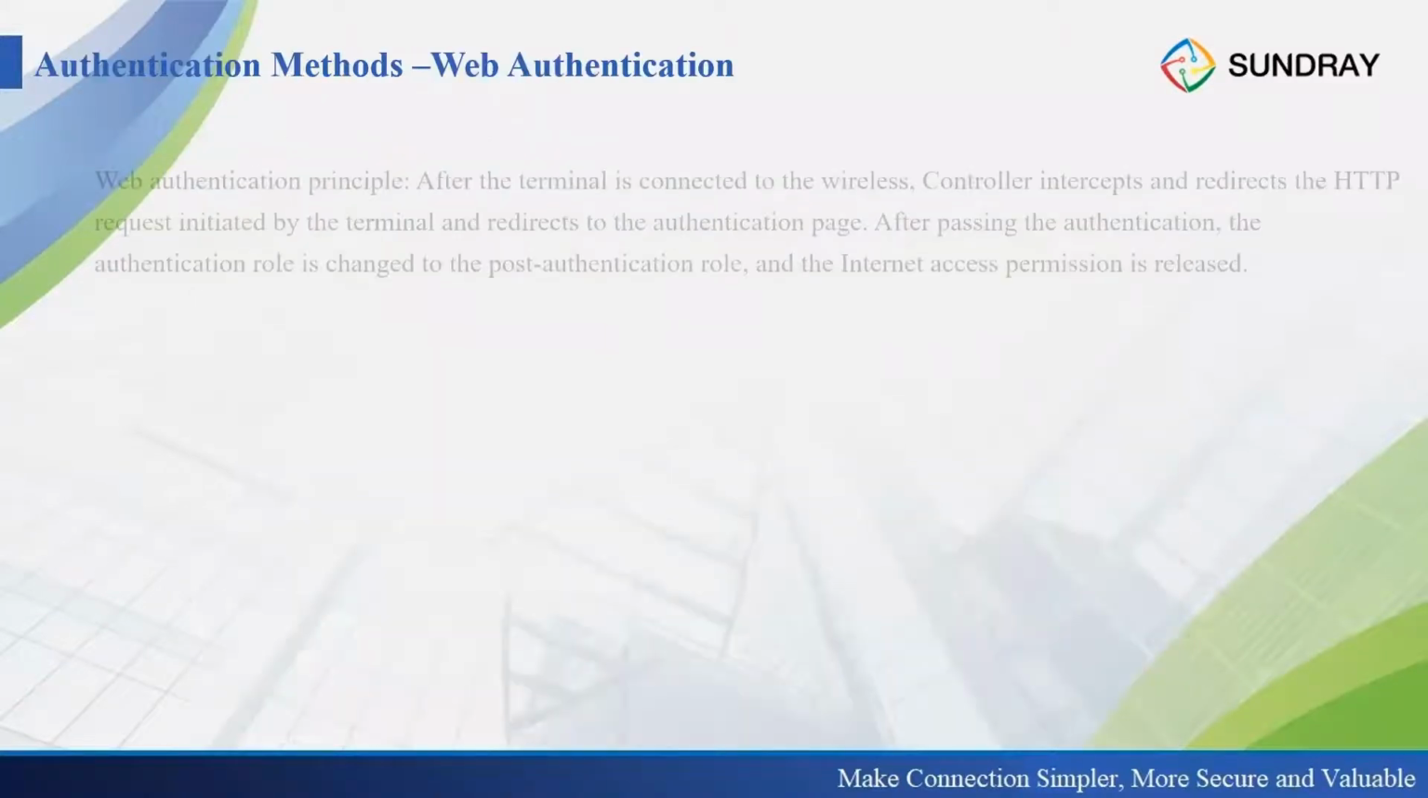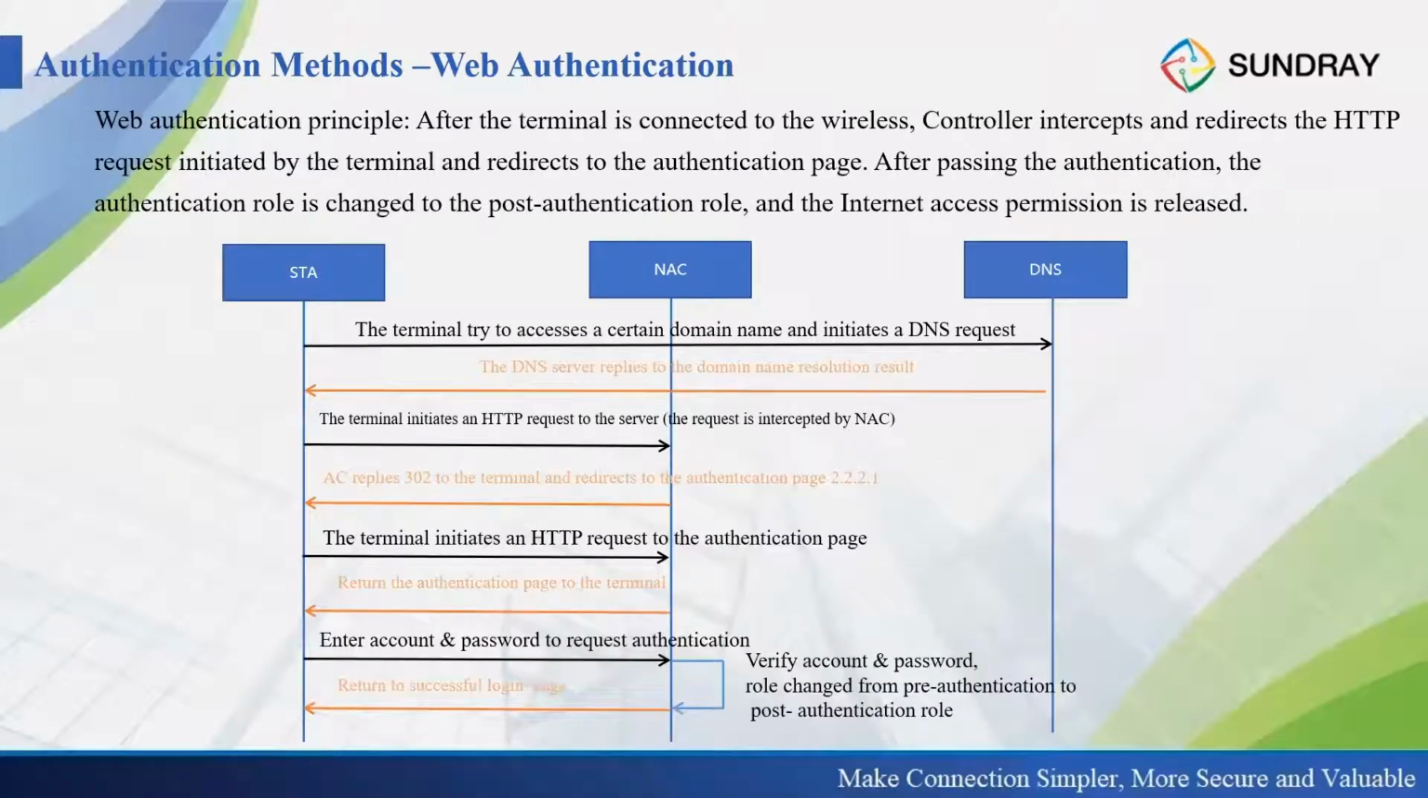So that's all. And for web authentication, how does it work? So here you can have an explanation. First, when our stations connect to the Wi-Fi, the station will try to access a certain domain with an initial DNS request. This one is very important. We need to understand this one very well. That's why when we configure open web authentication, we need to have a pre-authentication rule allowing DNS.